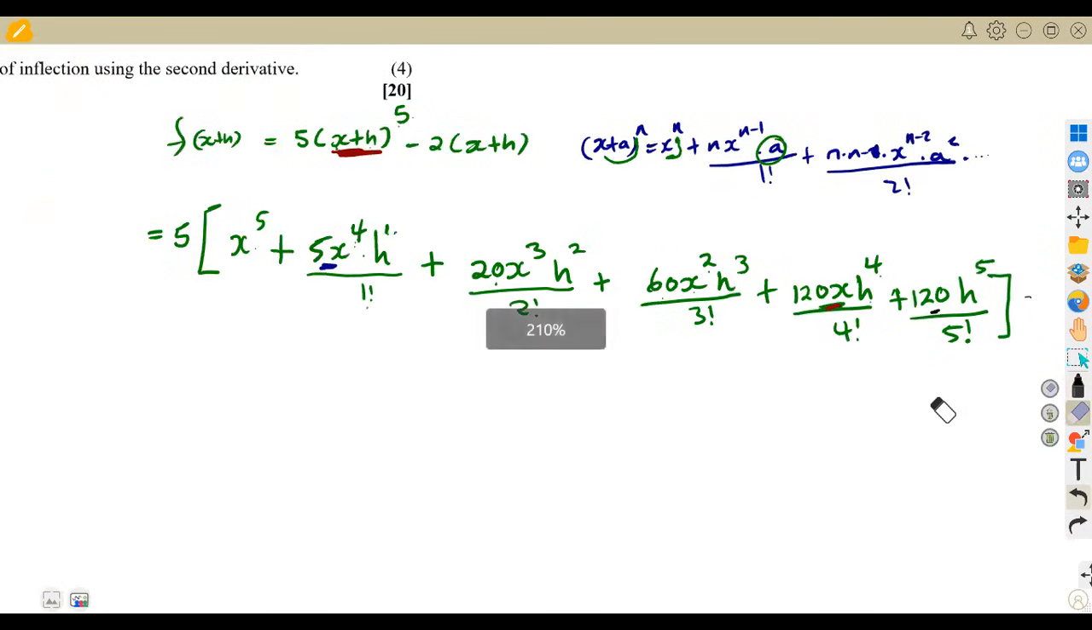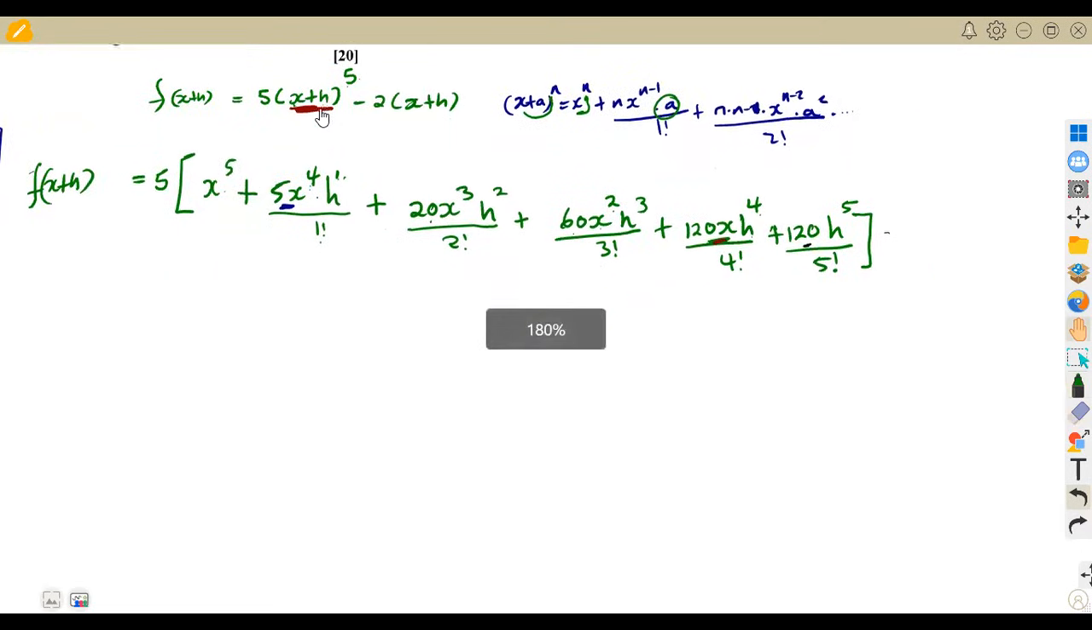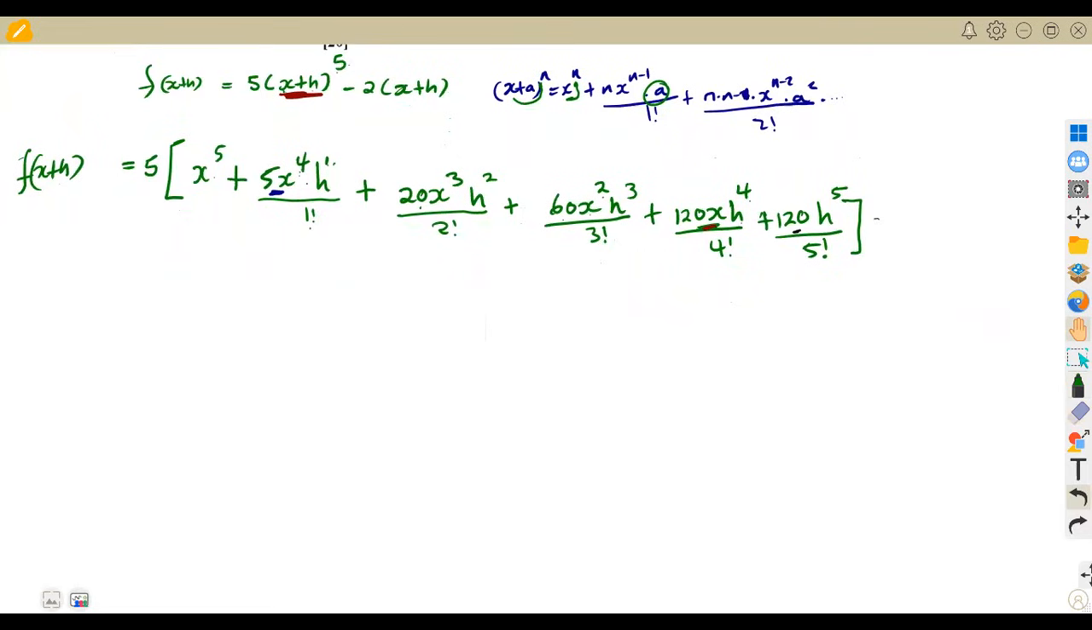But here we were expanding this part. Remember, this is our, let us write properly. This is our f of x plus h. We applied our binomial expansion to expand this part here, but there's a part that is remaining if we are to check properly here, which is this part. So here there's nothing to apply our binomial expansion. We're just gonna expand by -2. -2 times x, which is -2x. -2 times h, which is -2h. So that's it.